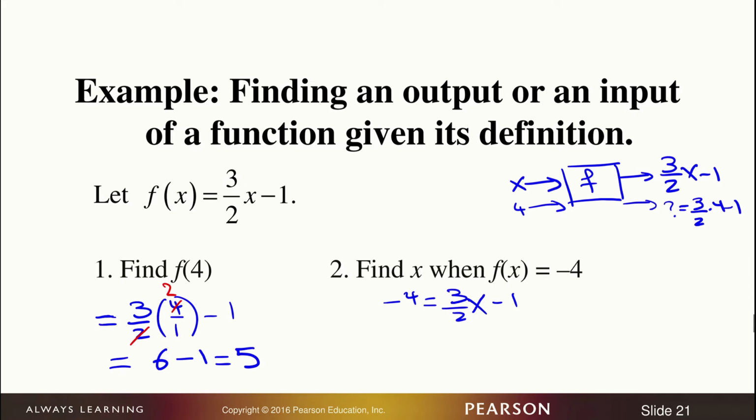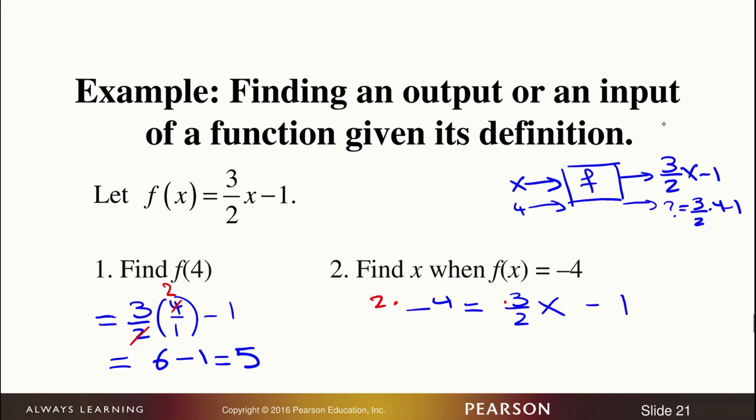Let me write that larger because we're going to be multiplying. So negative 4 equals 3 halves x minus 1. Now, notice the common denominator. It's an equation, so we can get rid of the fractions, or clear them, by multiplying by the LCD. And the LCD is just 2, right? So we're just going to multiply both sides by 2.